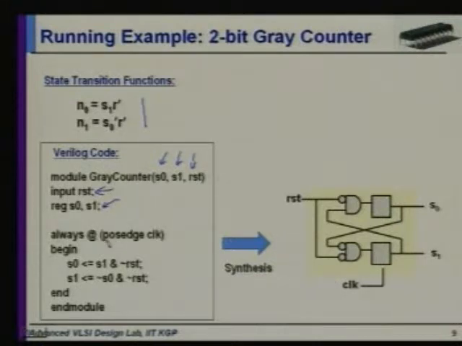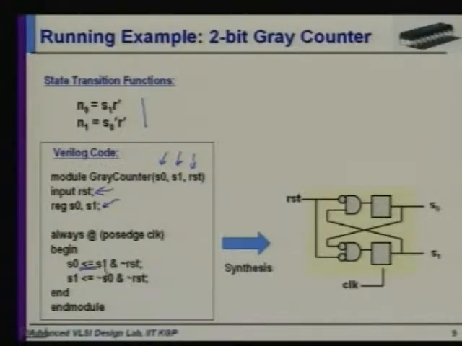Then we do always at posedge clock, whenever the clock transitions from 0 to 1, we do the following thing. S0 less than or equal to S1 and not RST. This less than or equal to is a kind of assignment, and it has a specific meaning: this assignment will take place at the end of the simulation cycle. The semantics of this assignment, which is called non-blocking assignment, will be taken up in the lectures on Verilog.